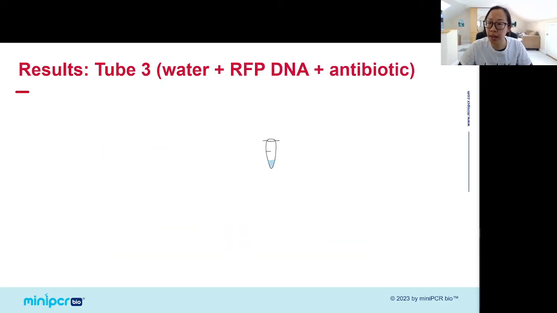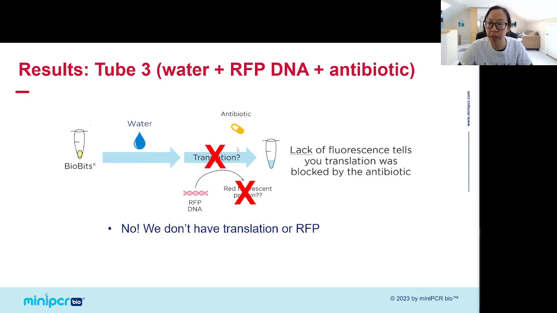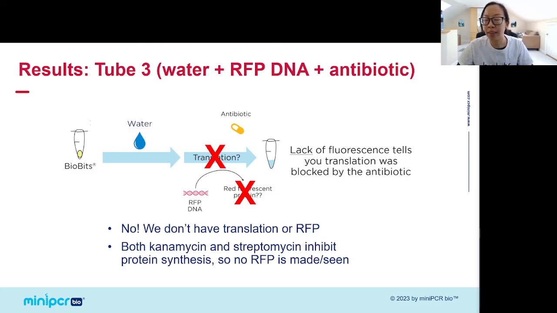In tube 3, we do not see anything. This tells us that no RFP was made. Since we added antibiotics to this tube, we can conclude that translation failed, and it was due to the antibiotics inhibiting the ribosomes, causing no protein synthesis of the RFP. And this is true for both lab groups, whether they used kanamycin or streptomycin. As a reminder, kanamycin blocks mRNA from the ribosomes, while streptomycin blocks tRNA from the ribosomes. But despite the different mechanisms, both have the same outcome, no protein synthesis.